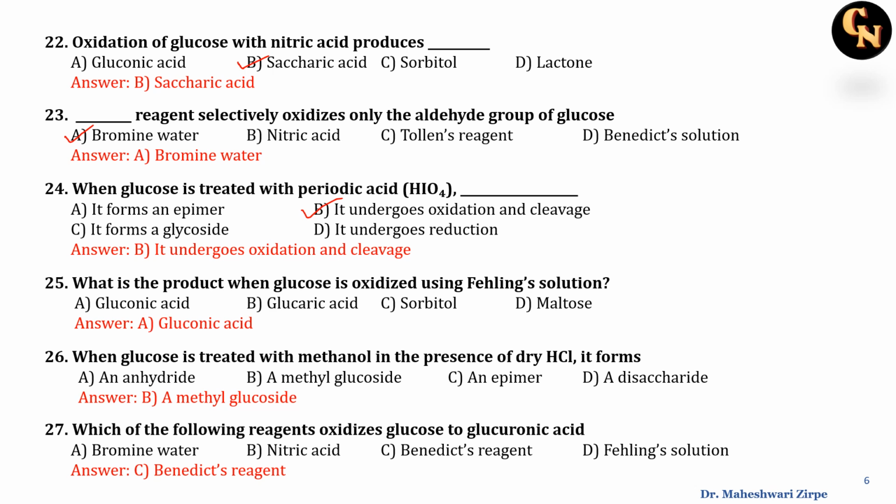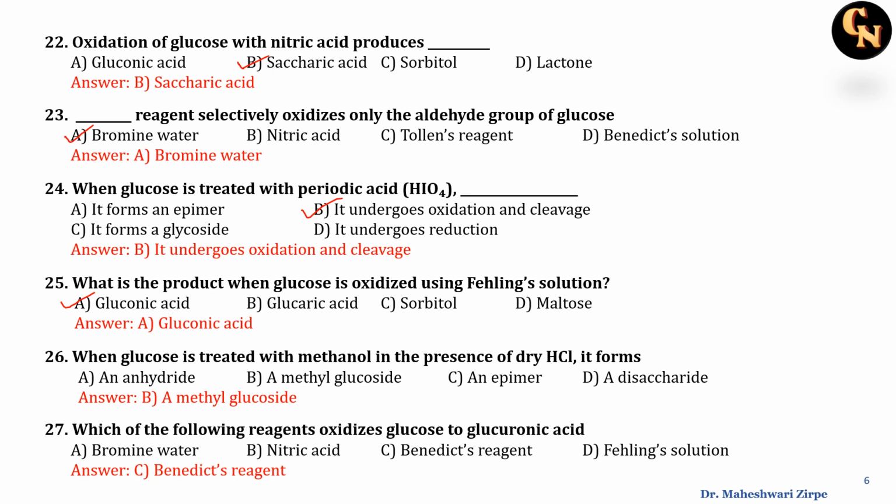So here glucose we are treating with periodic acid. Obviously periodic acid is an oxidizing agent, oxidation will take place. Next is, what is the product when glucose is oxidized using Fehling solution? So when glucose is oxidized with Fehling solution, it gives you gluconic acid. So these are all, you cannot memorize them by heart, but you should know the reactions. If you know the reactions, then you can recall them.